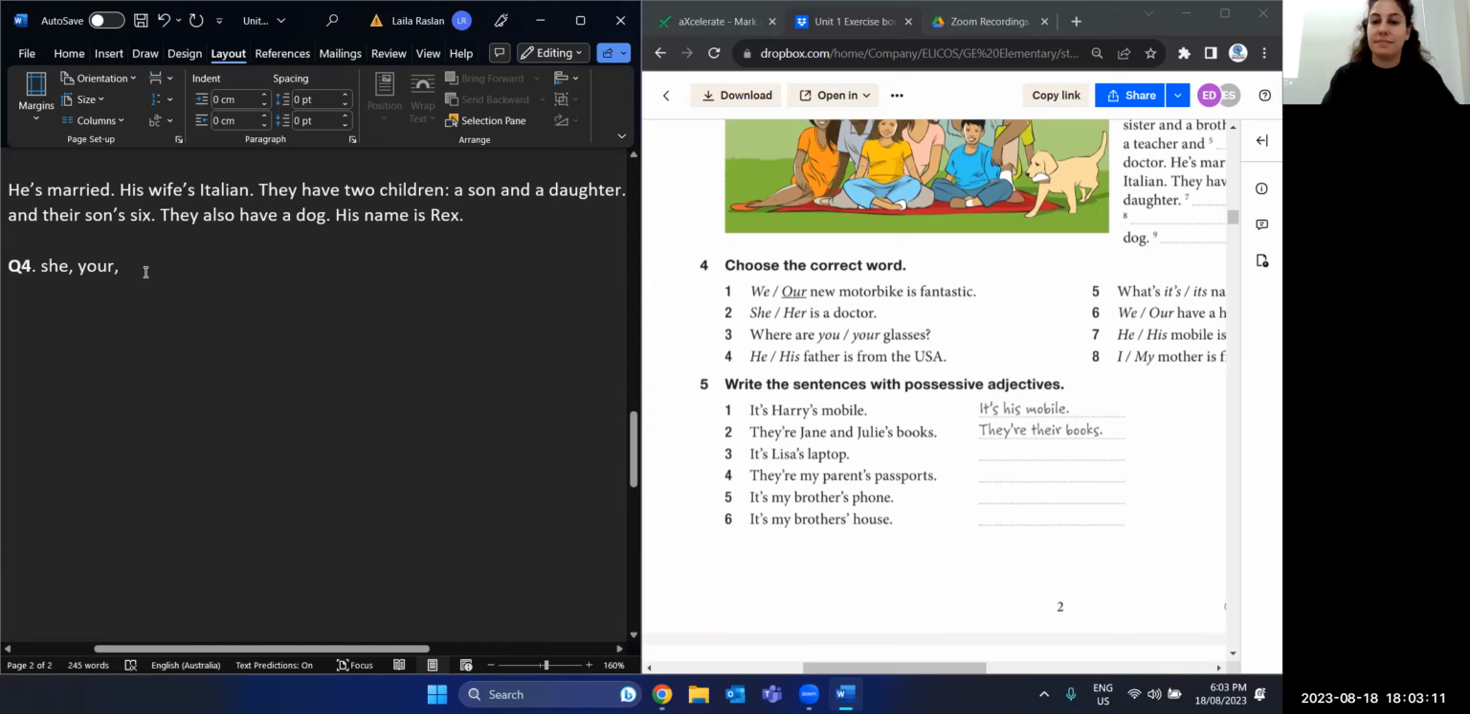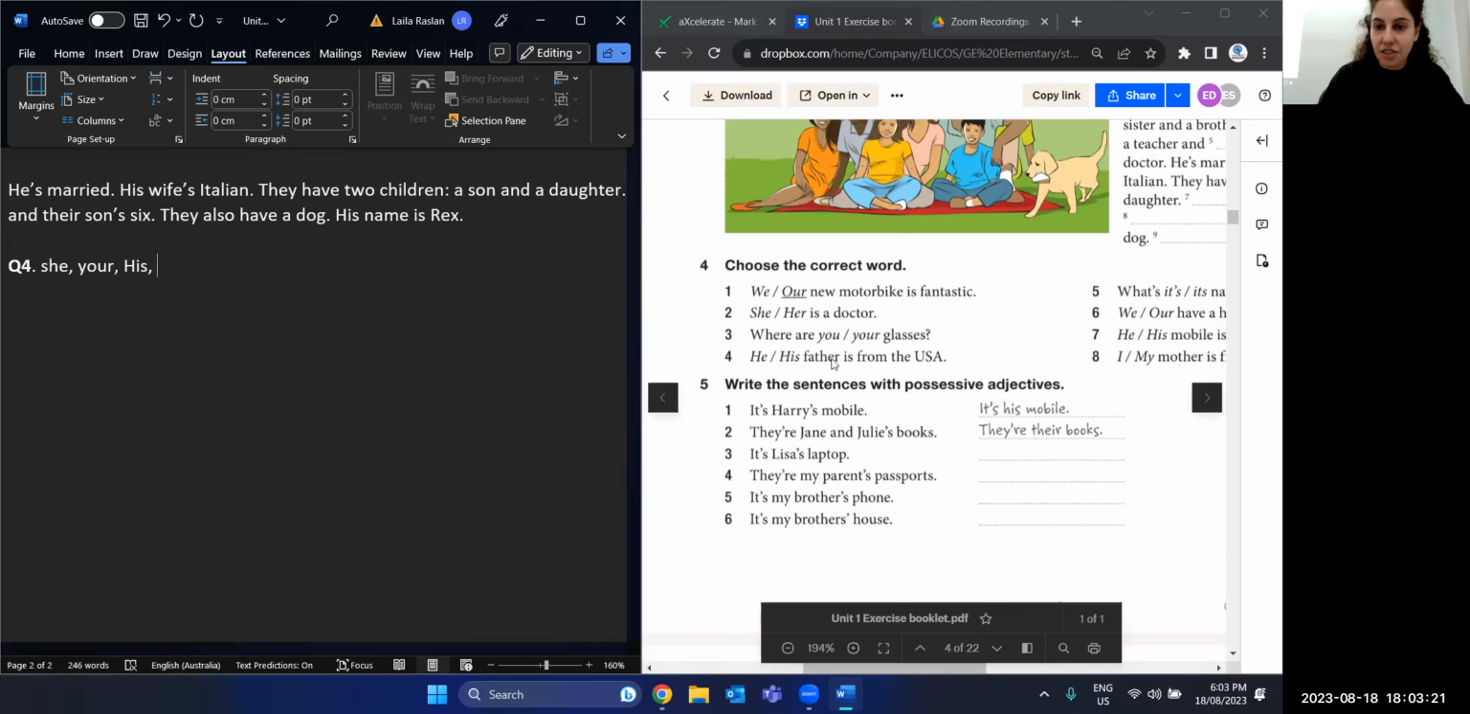Four. Yeah, because father is a noun. So his father is from the USA. There's no action. I mean, it's the noun that comes very close. So I need the possessive.